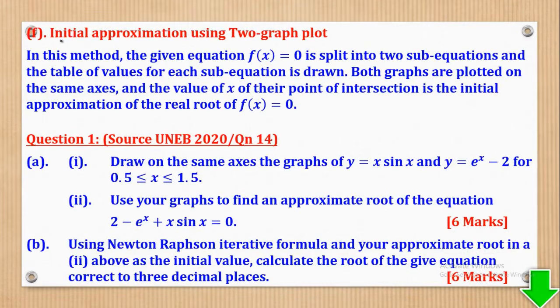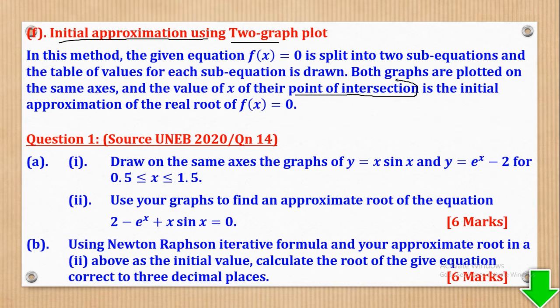So now that was using a single graph. What about 2 graph plots? So for a 2 graph plot, they give you 2 graphs and you plot the 2 graphs on the same axis. Then after that you look for the intersection.